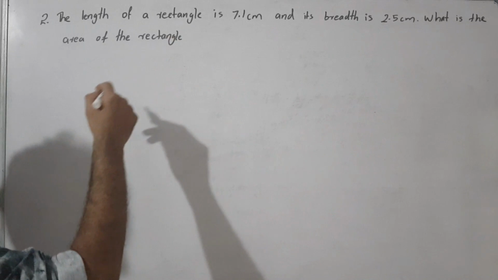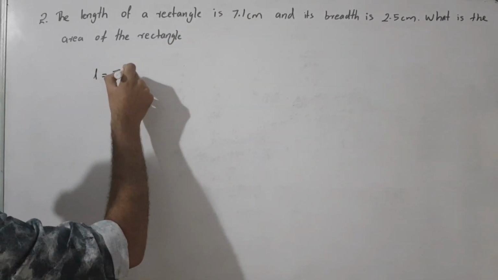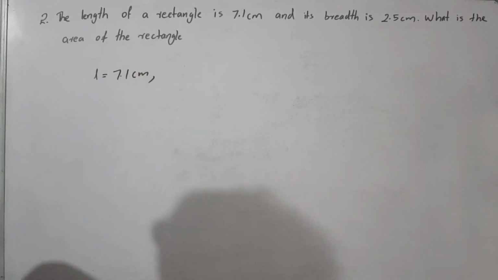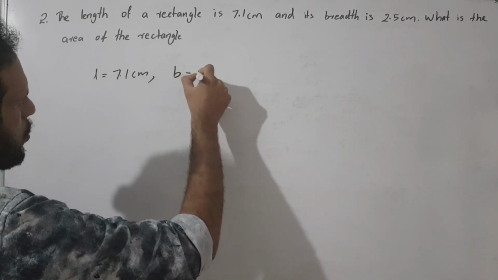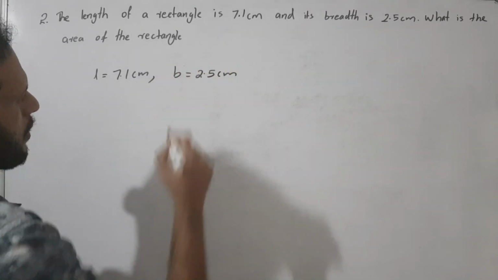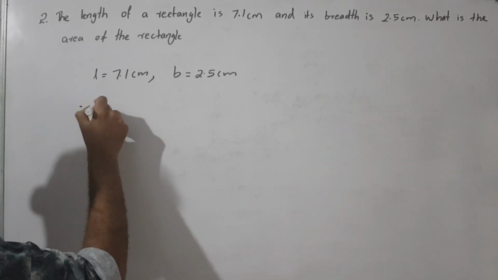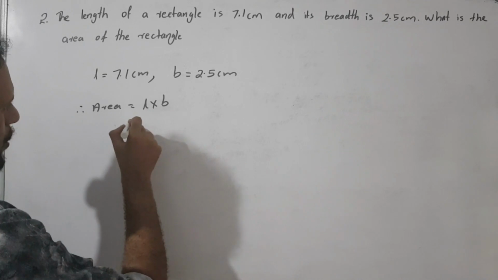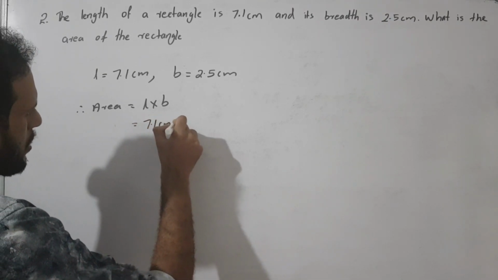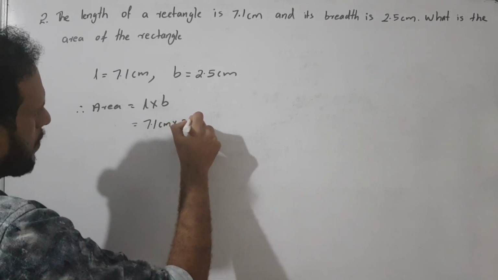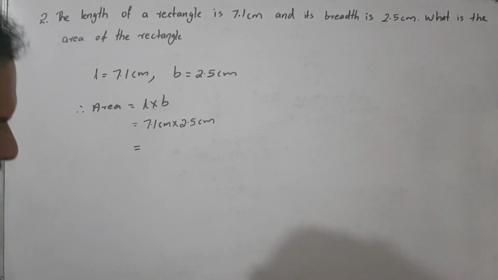Length of the rectangle is 7.1 centimeter. That means L is equal to 7.1 centimeter. Then what is breadth? Breadth is 2.5 centimeter. That means B is equal to 2.5 centimeter. Correct? Then we know the area of the rectangle. The equation is area is equal to L into B is equal to 7.1 centimeter into 2.5 centimeter is equal to. Then how do we multiply?